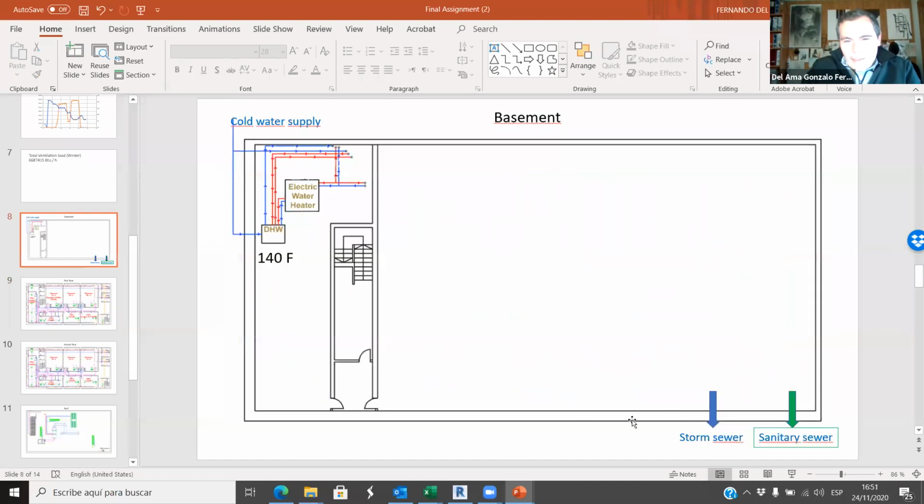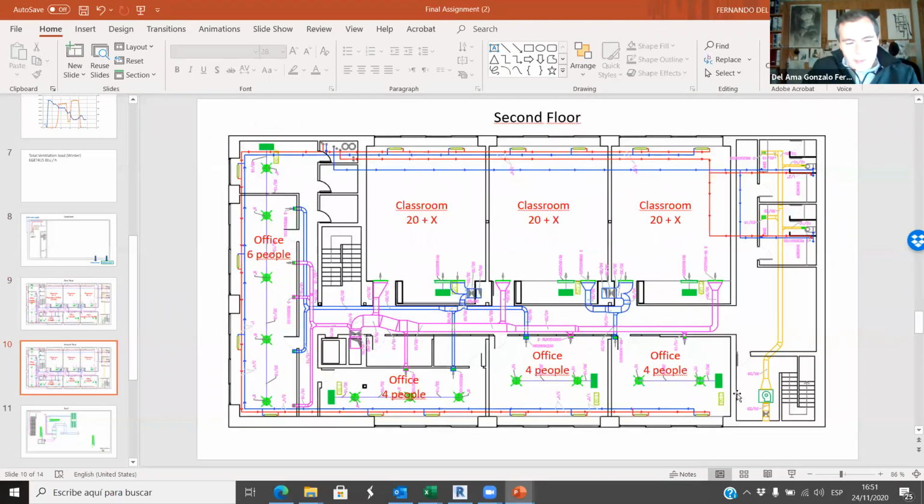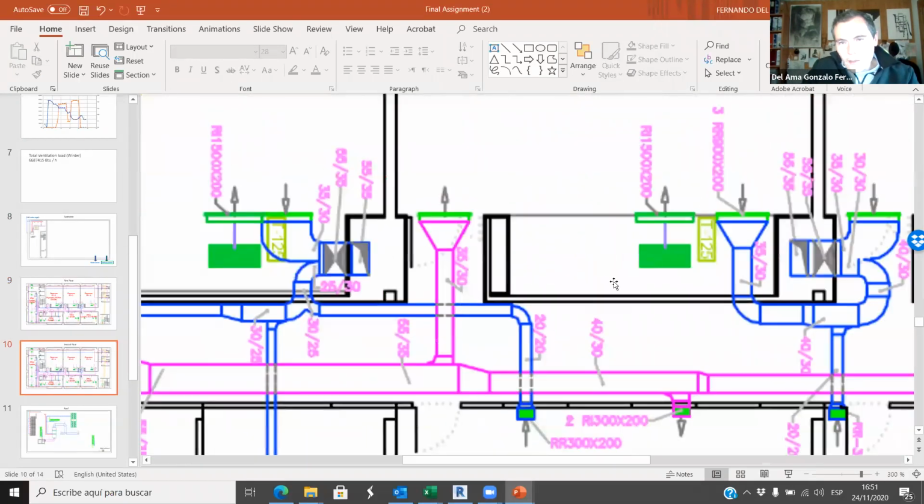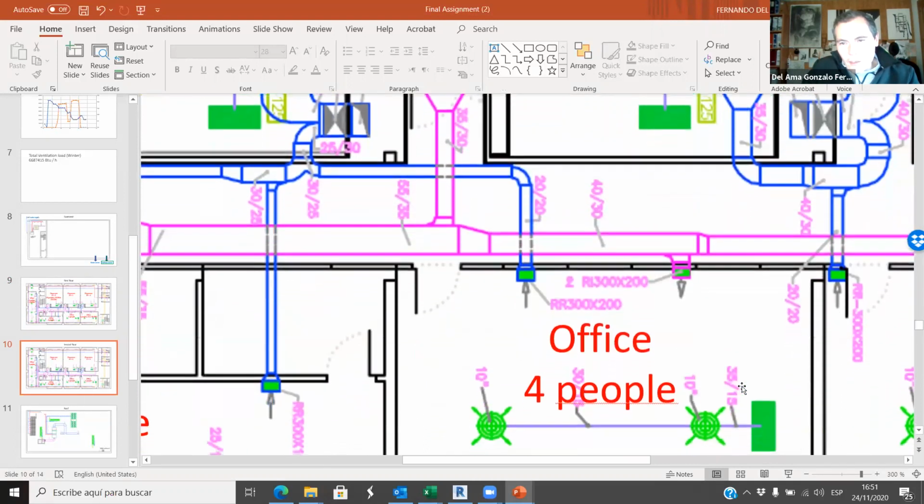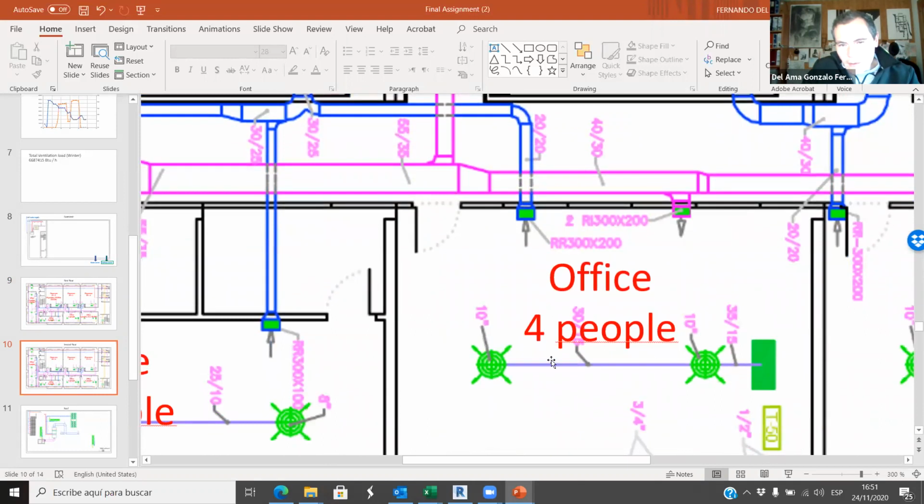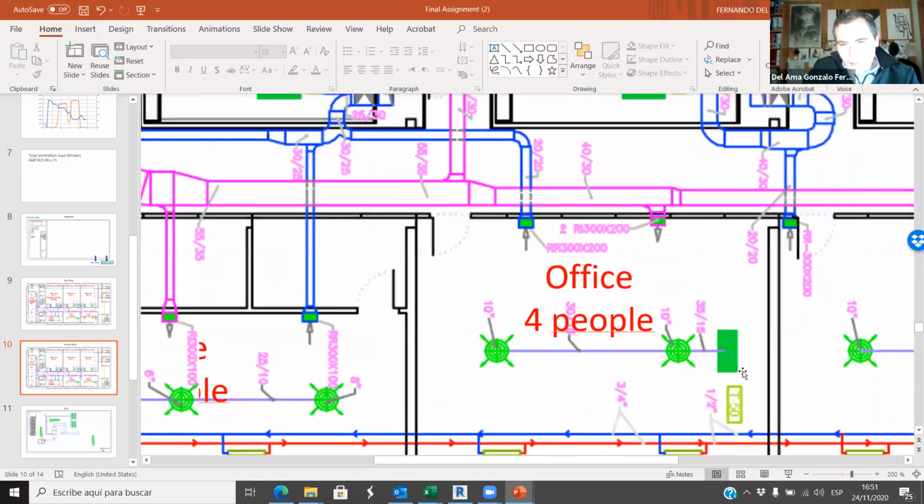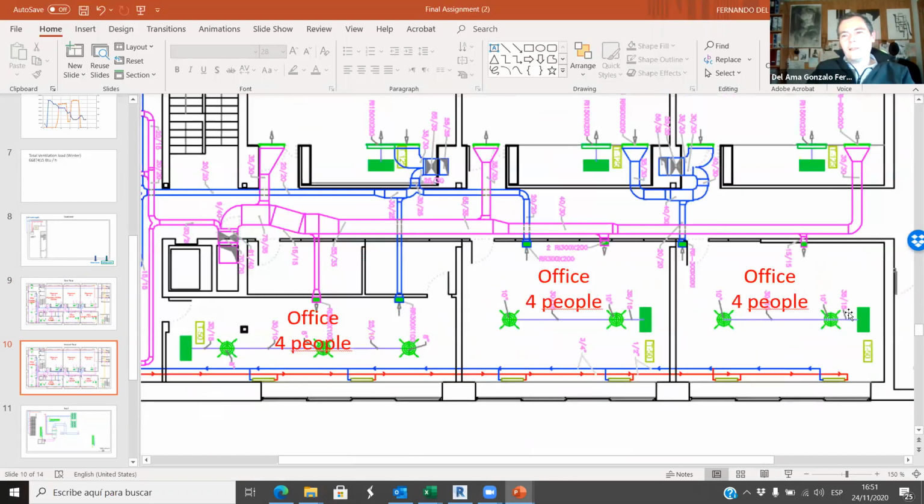So what is the backup plan here? As you can see, we have these elements. We have these green rectangles here, and those are diffusers. So this is the split system. This is the indoor unit of a split system. So as you can see, in each office, we have this indoor unit, and then we have a duct with two diffusers. If we are working with a single family house, this is the indoor unit.